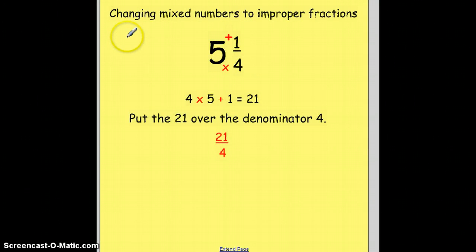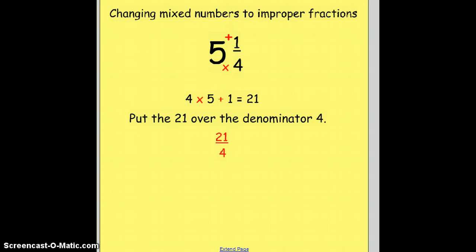Alright, next we're going to be changing mixed numbers to improper fractions. And in order to do this, we simply just go around the world. So we start down in the basement with 4. We multiply it times our big mixed number. So 4 times 5 is 20, plus 1 gives us 21. So just go clockwise. Then you put the 21 over the denominator, and you have 21/4.